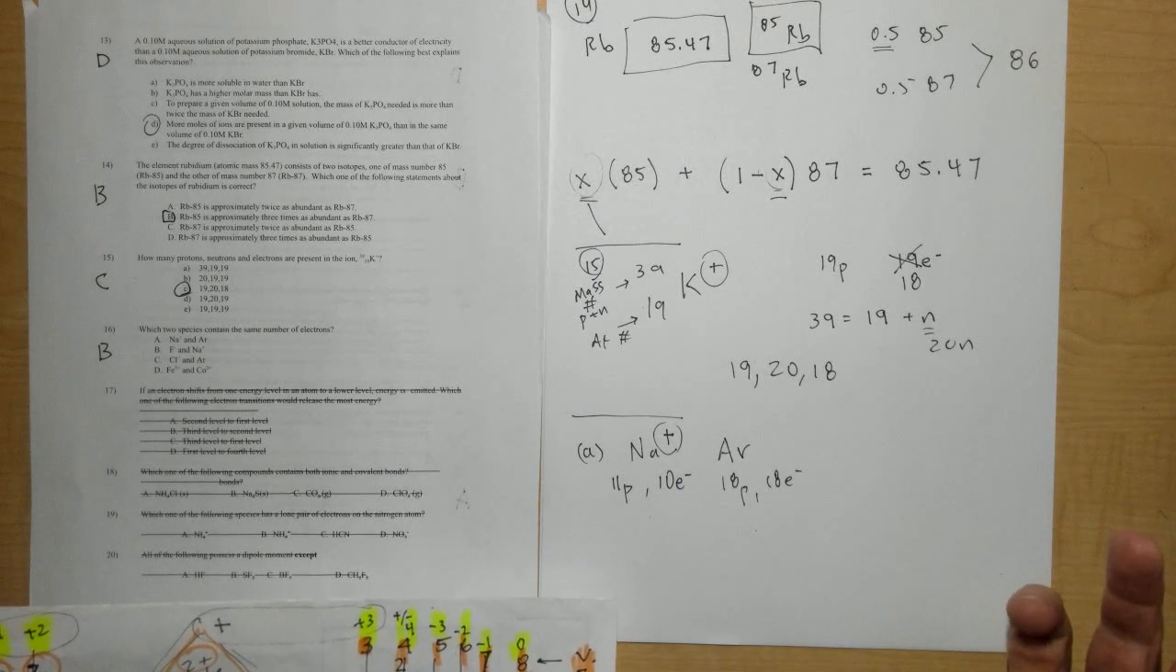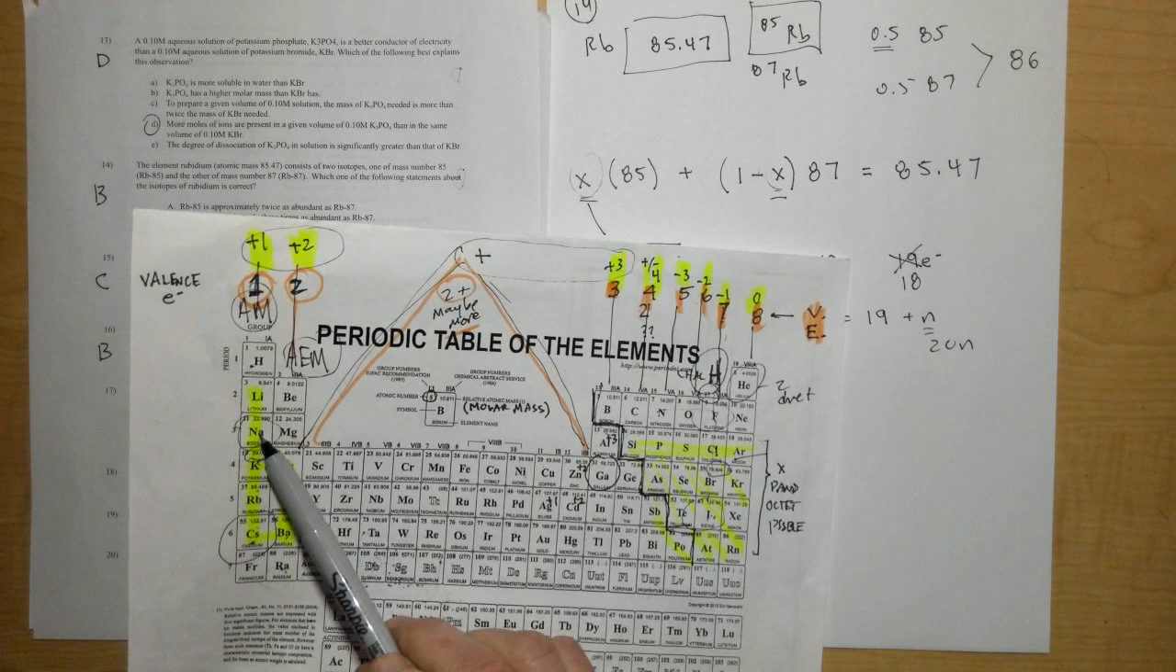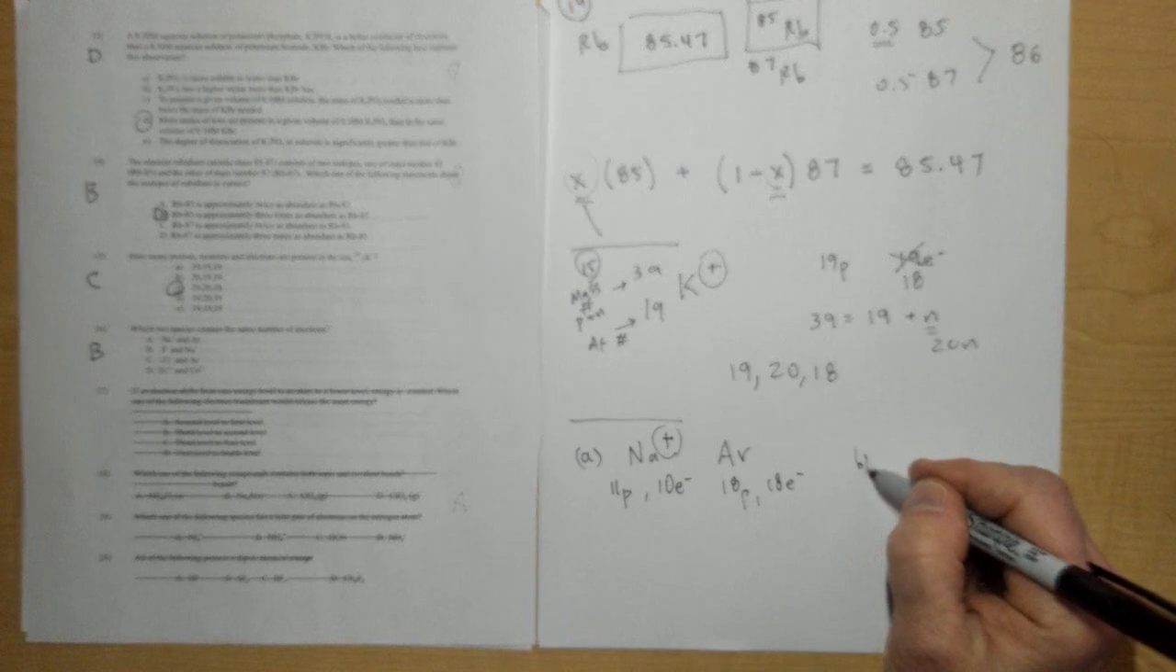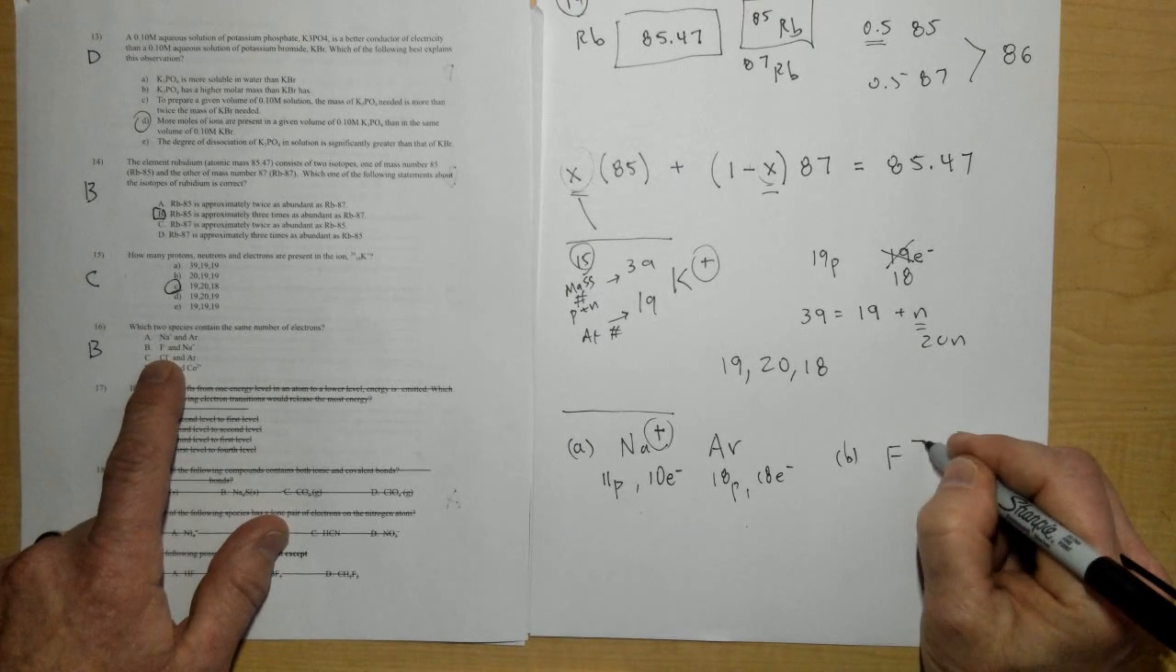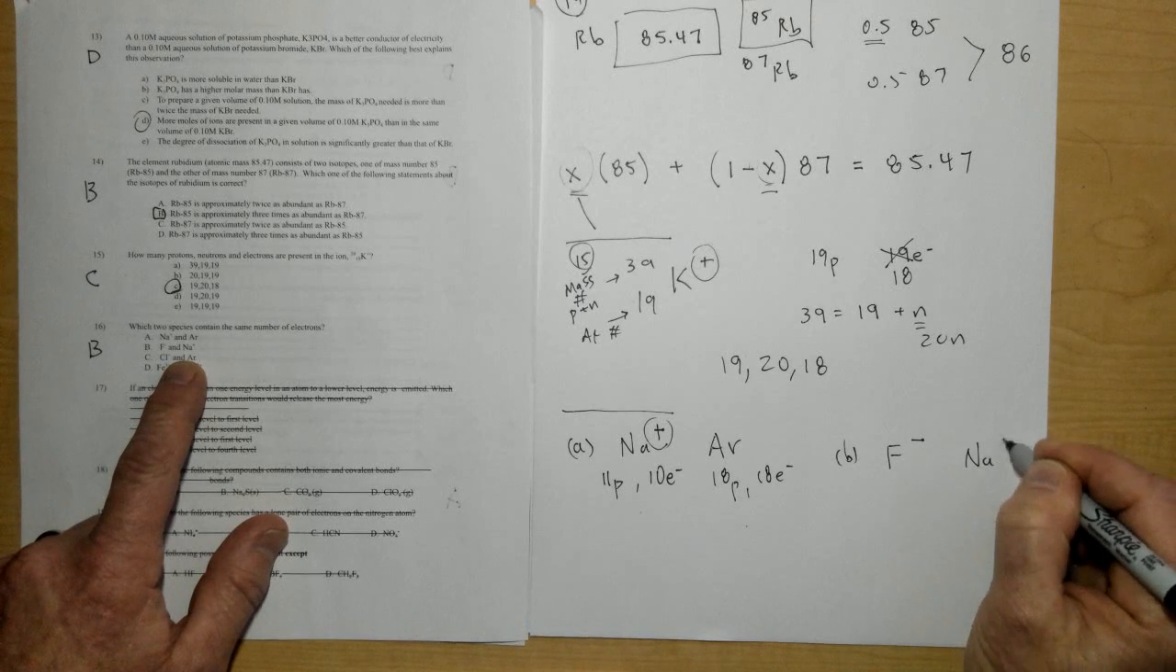Why they put that in there as a distractor? Maybe to make you think that you're supposed to move way over here or something like that. I'm not sure. But let's look at the correct answer now, which is letter B. And this one is F minus and Na plus.